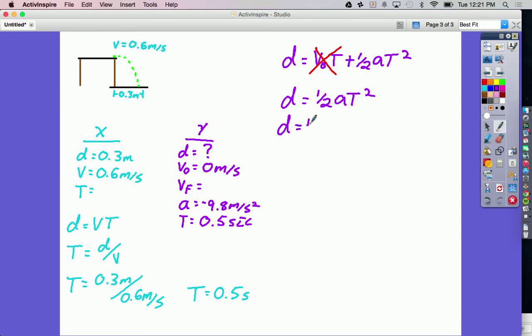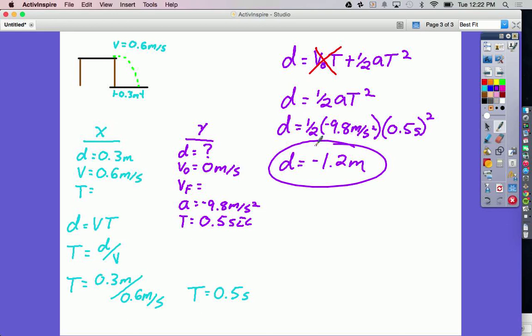We just have to plug in our numbers: 1/2 times negative 9.8 meters per second squared times 0.5 seconds squared. And I get a distance of negative 1.2 meters. That's how far the paper football fell, and that's the answer.